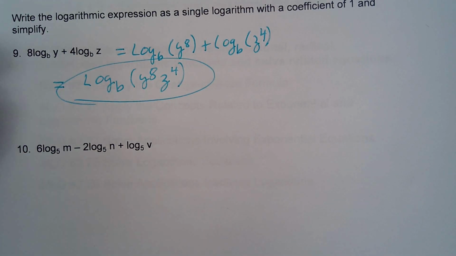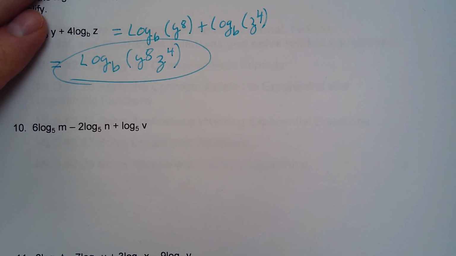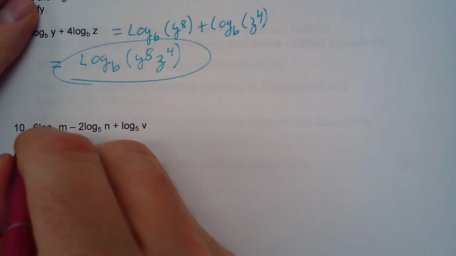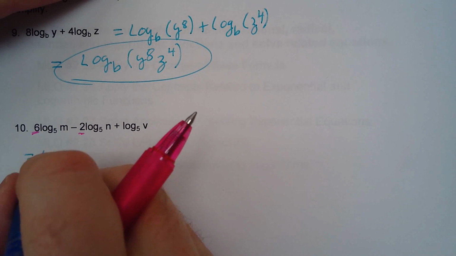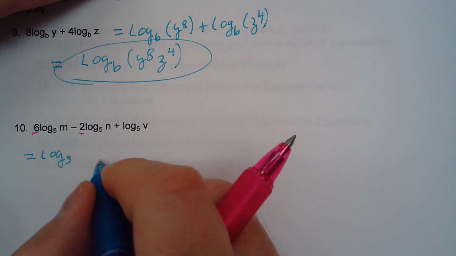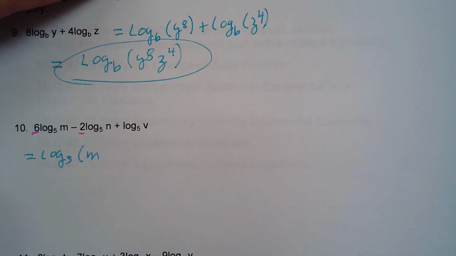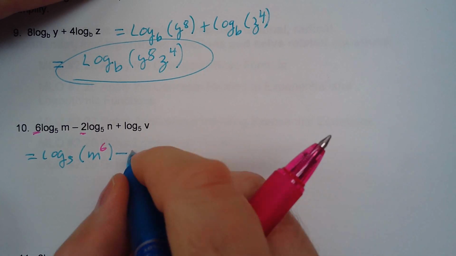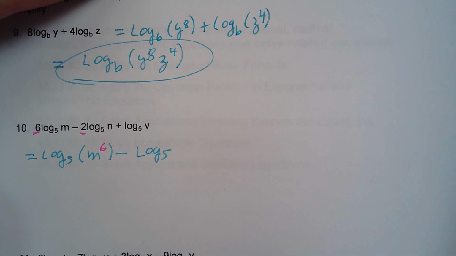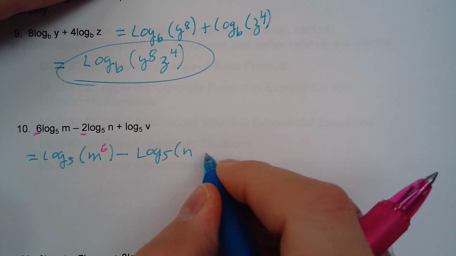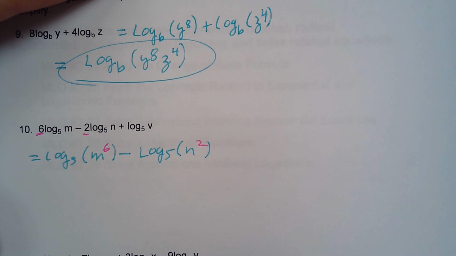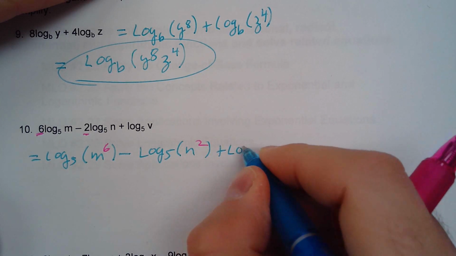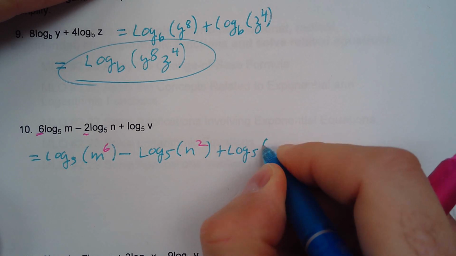So we want to do the same thing in number 10. I'm going to bring up the 6 and the 2 as powers. So this would be log base 5 of m to the 6th power minus log base 5 of n to the 2nd power plus log base 5 of v.